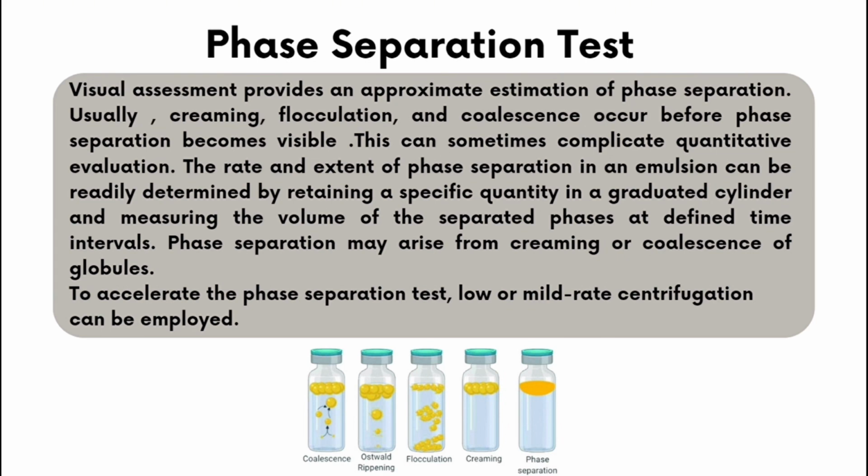The rate and extent of phase separation in an emulsion can be readily determined by retaining a specific quantity in a graduated cylinder and measuring the volume of the separated phases at defined time intervals. Phase separation may arise from creaming or coalescence of globules. To accelerate the phase separation, low or mild rate centrifugation can be employed.